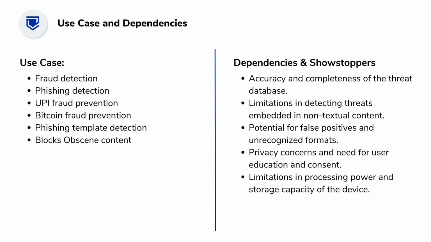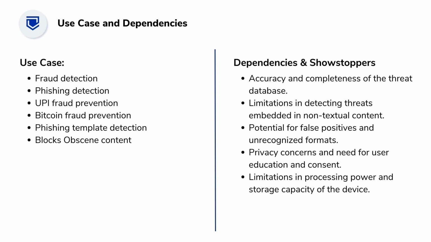After that, phishing template detection. Phishing template detection basically means that if the system comes across any new or unknown phishing template or message, but it doesn't know that it is explicitly a phishing message, our system will be able to map it with the commonly used phishing messages and therefore prevent the new phishing messages from becoming widespread. And it can also block obscene content if the user wishes so.